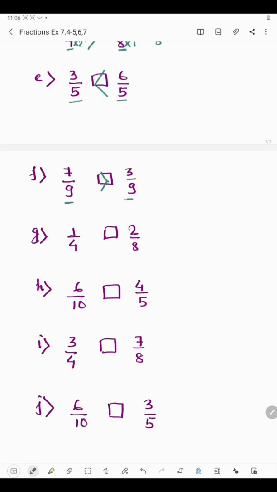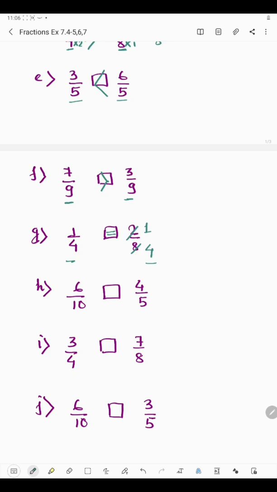Now in G part we have 1 by 4 and 2 by 8. So here 1 by 4 is already in reduced form, right? And if you just convert 2 by 8 into reduced form, then we'll get 2 ones are 2, 2 fours are 8. So we can see that both the fractions are the same. So we can write equal.